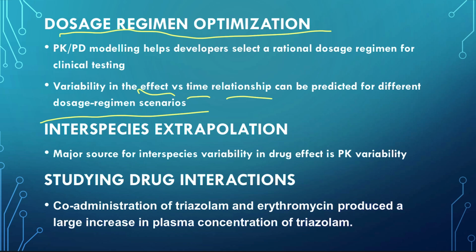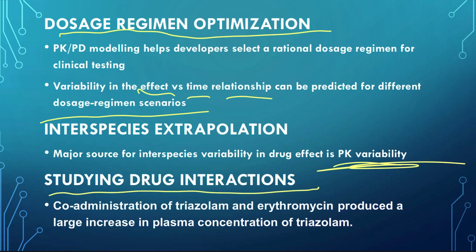So next is interspecies extrapolation. The models will mainly account for the pharmacokinetic parameters, because the pharmacokinetic parameters are the ones which differ maximally in the different species. As you can see here, it varies from species to species, but pharmacodynamic parameters are usually the same. Next is studying different drug interactions. Suppose when we are giving two drugs like triazolam and erythromycin, it leads to increased plasma concentration of the triazolam. So this will also be studied with the help of PKPD modeling.